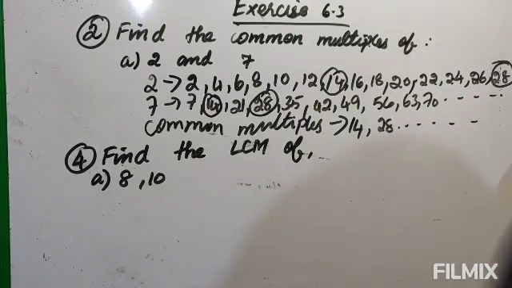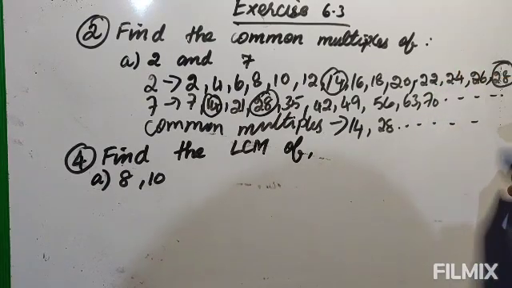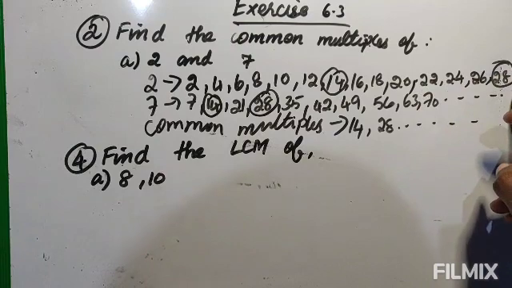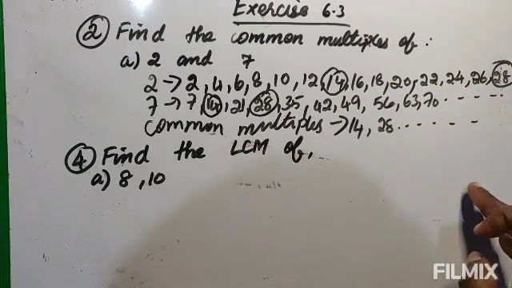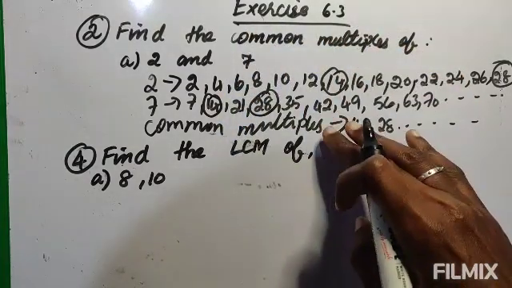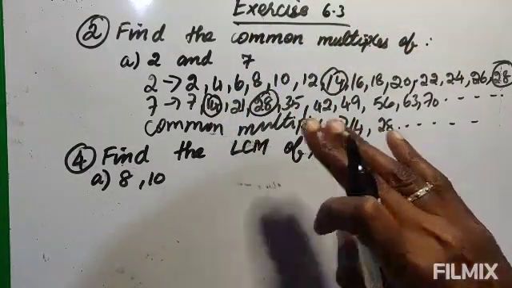You can write up to 20 so that you get at least 2 common multiples. At least 2 must be there, so don't write just 1. That's why I increased it here. If you are not getting one more common multiple, then you can increase the table and go on. Here for common multiples, you stop here.